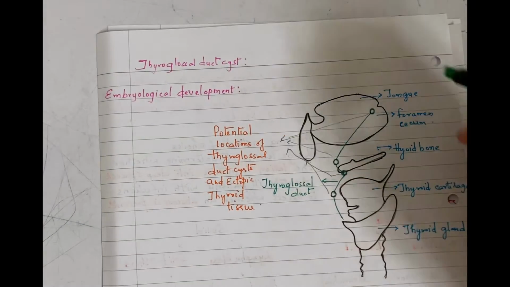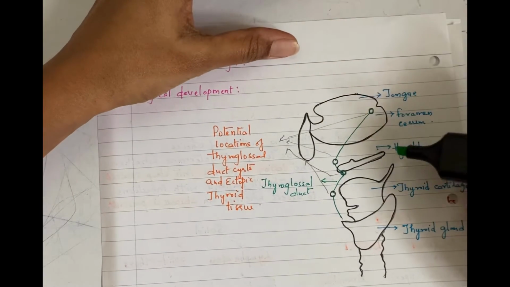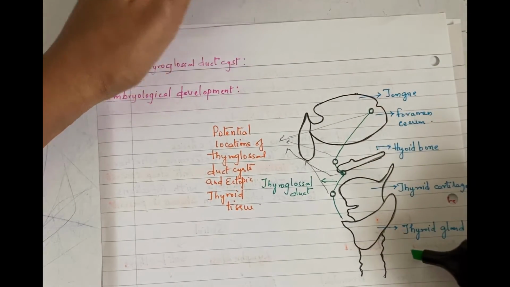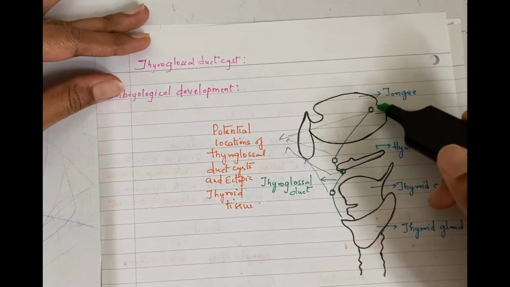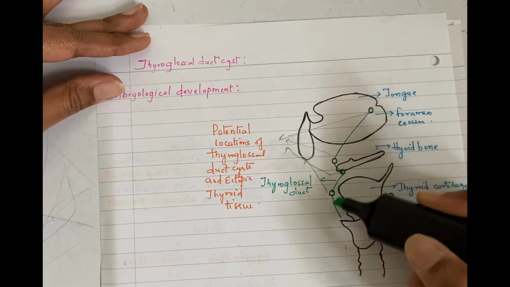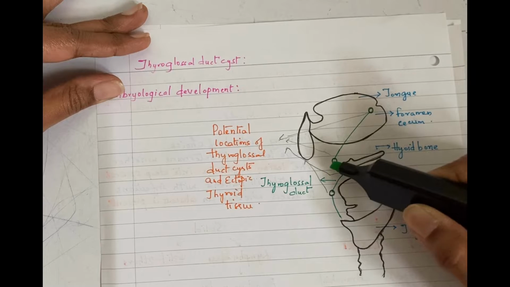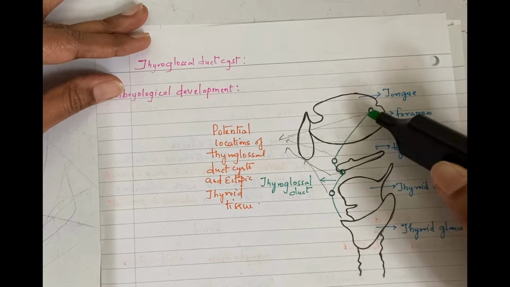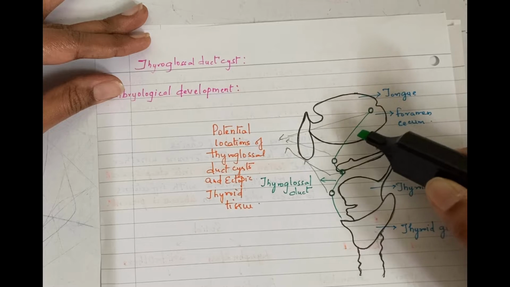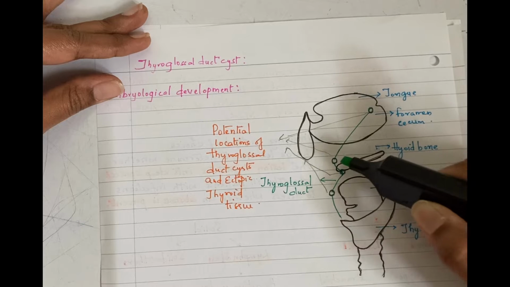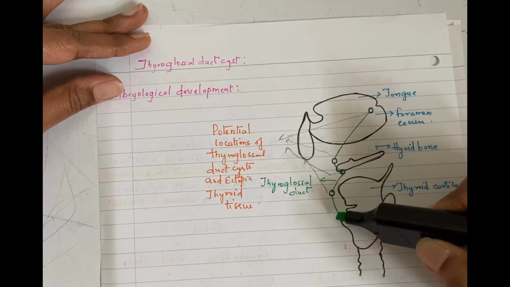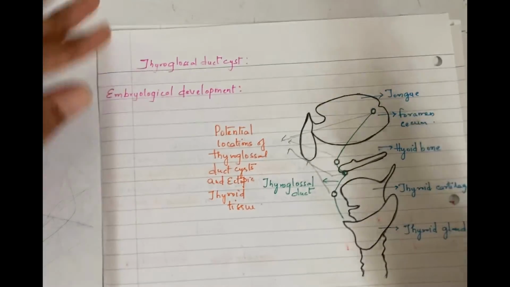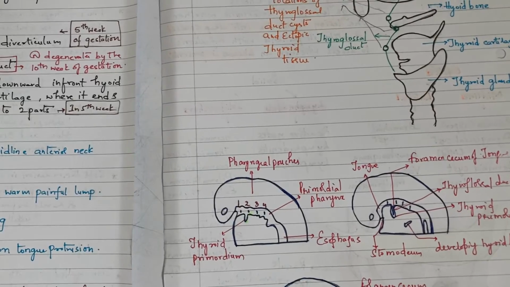Discussing the embryology. This is the tongue, this is the base of the tongue, hyoid bone, thyroid cartilage and thyroid gland. We have the trachea. This is the foramen cecum. These are the potential locations of thyroglossal duct cyst and ectopic thyroid tissue. If this part does not regress, we can find thyroglossal duct cyst or ectopic thyroid tissue at the base of the tongue, in a suprahyoid location, at the level of the hyoid, or in an infrahyoid location. In any of these locations we can find the thyroglossal duct cyst. Coming to embryology.